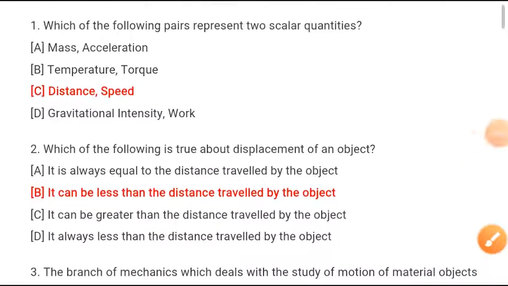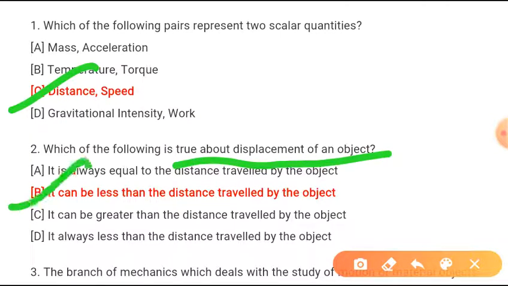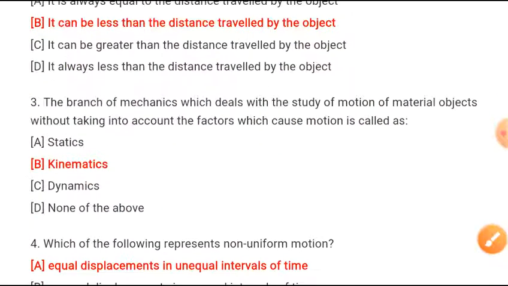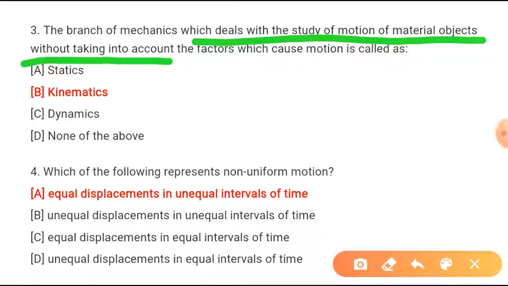Which of the following pair represents two scalar quantities? Distance and speed. Which of the following is true about displacement of an object? It can be less than the distance traveled by that object. The branch of mechanics which deals with the study of motion of material objects without taking into account the factors which cause motion is called kinematics.